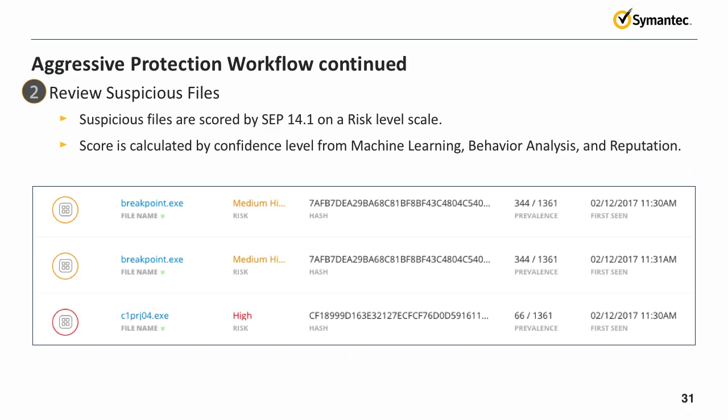Use the monitor level slider to log suspicious files. Then review the logs to make further adjustments to blocking levels in the organization. SEP 14.1 rates suspicious files on a risk level scale. The score is calculated by confidence level from machine learning, behavior analysis, and reputation data.